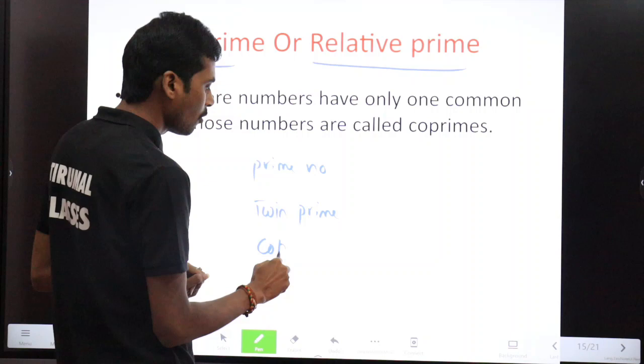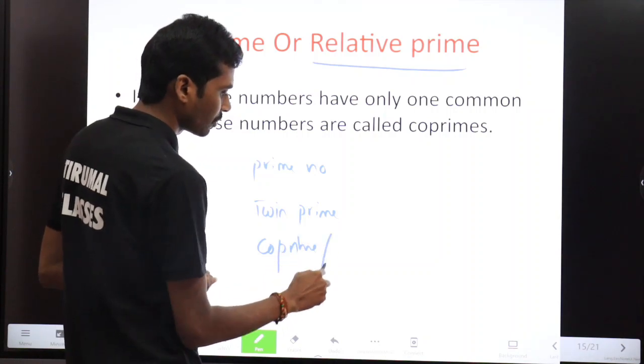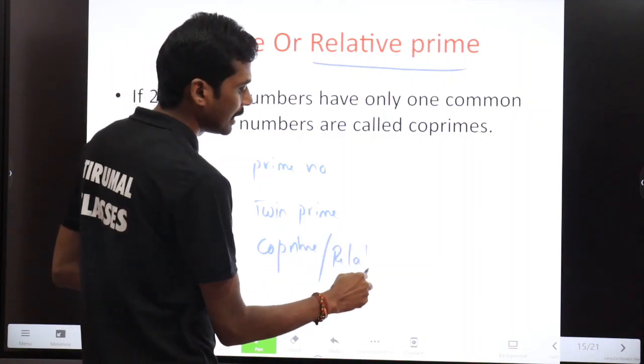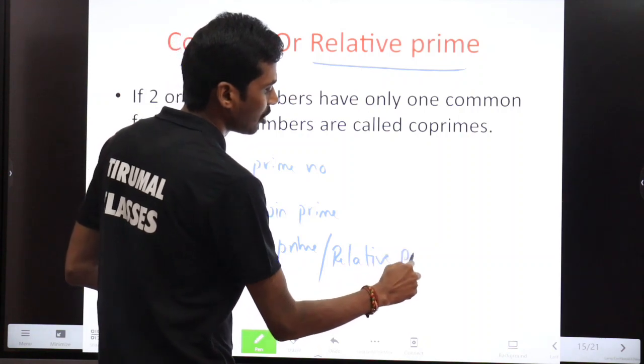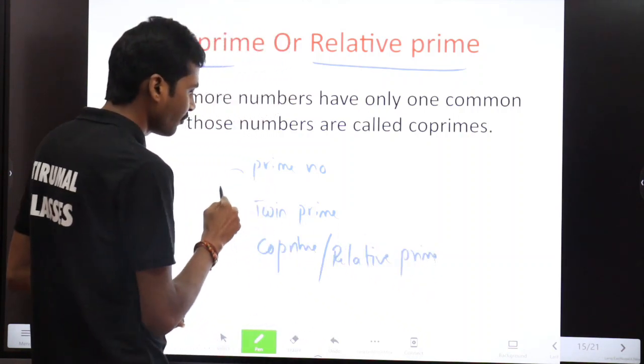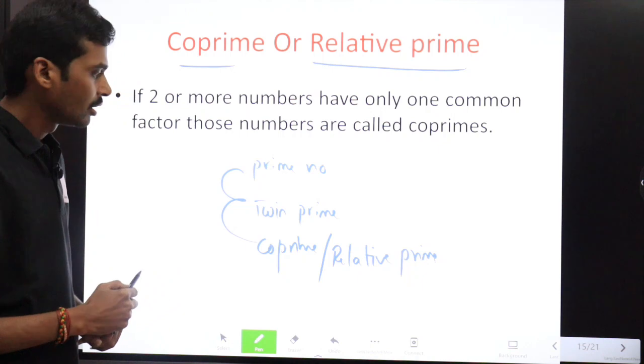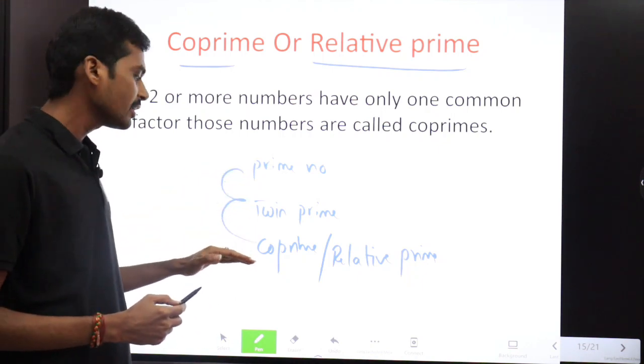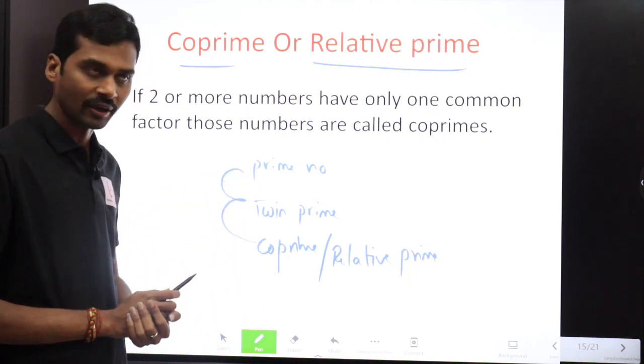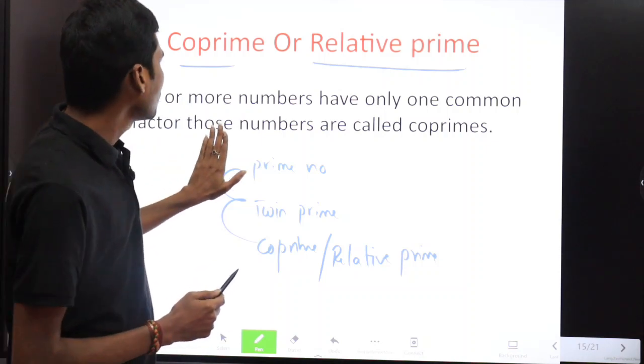And the next one is co-prime or relative prime. Co-prime or relative prime. So this is different one. All these three are different to each other. So prime number is different, twin prime number is different, co-prime or relative prime are different.